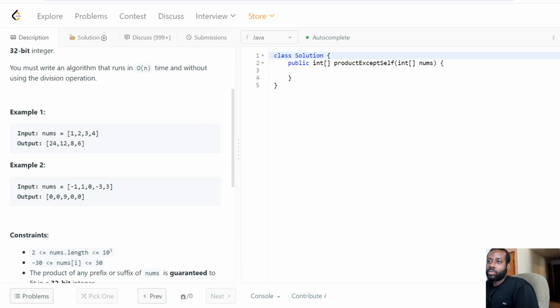Then we do the same thing for this one: 1 times 2 times 4 is 8. And then 1 times 2 times 3 is 6 for the last index. So, how could we solve this problem?